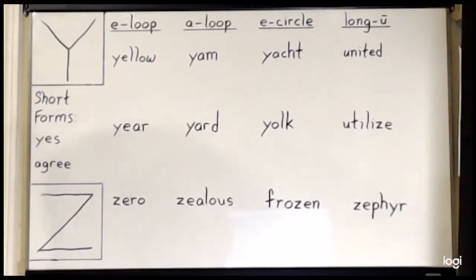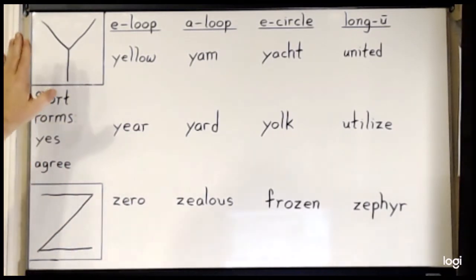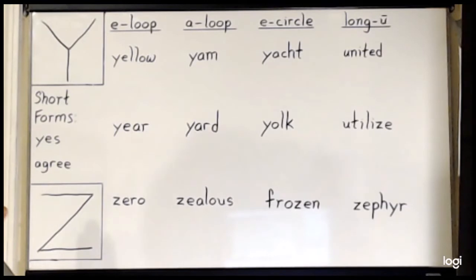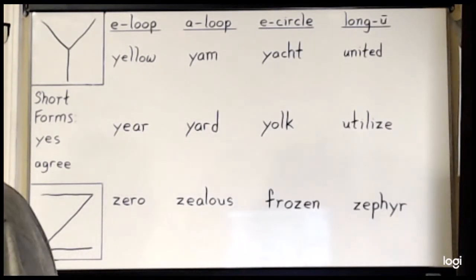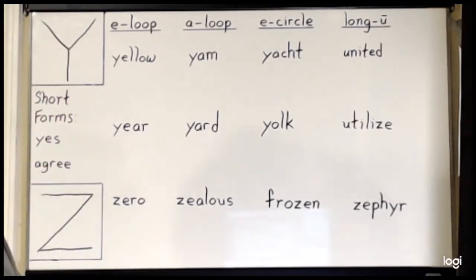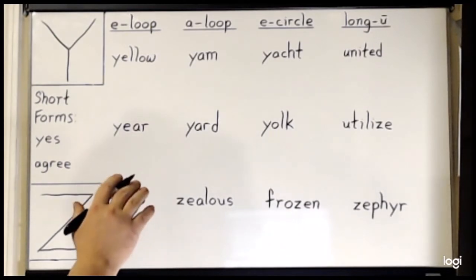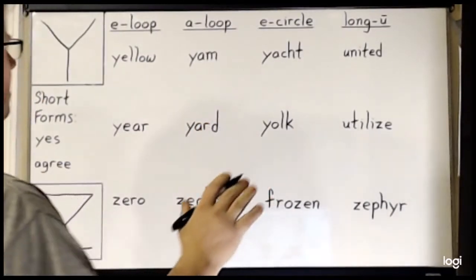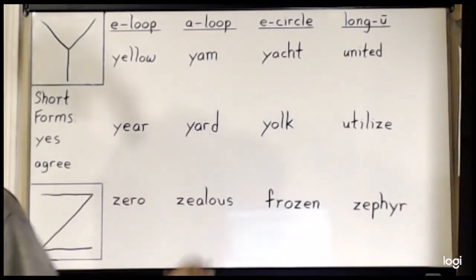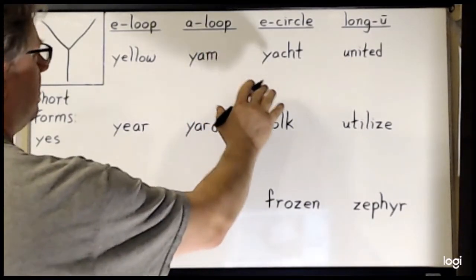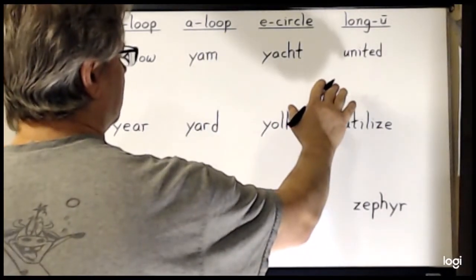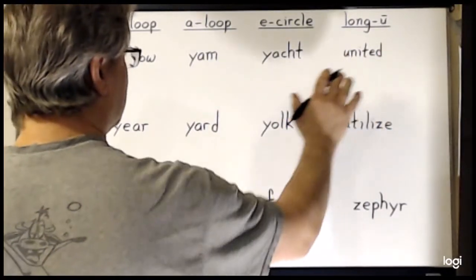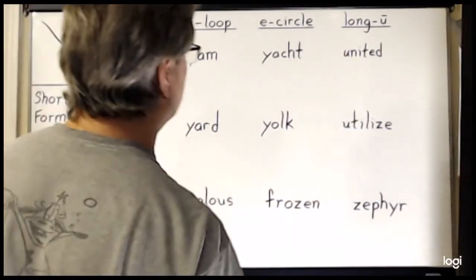Next and lastly are the letters Y and Z. Now the sound Y has many different ways it can be represented. It can be represented by an elongated E, which will make it a loop. Same thing with the A loop, an elongated A. An E circle by itself, and an E circle in the Y sound in long U words.